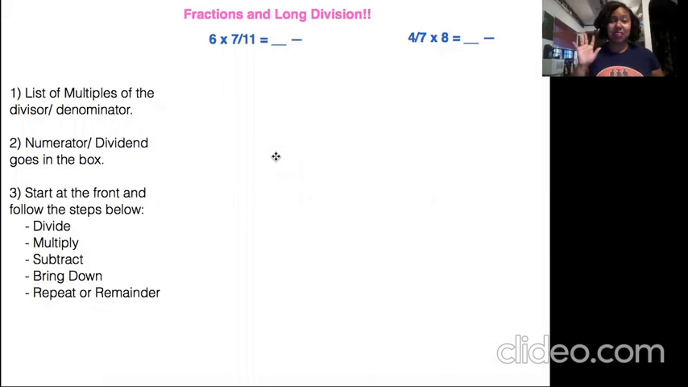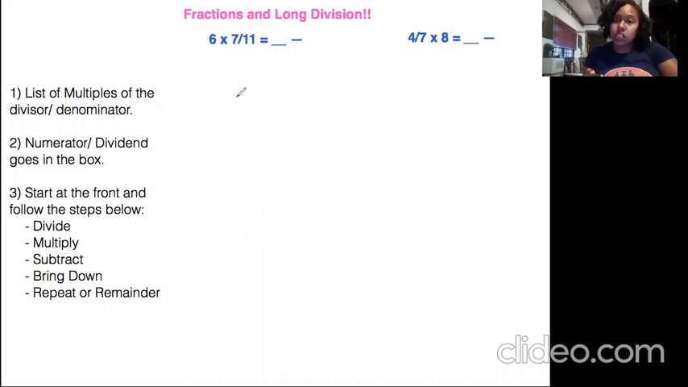Friends, Miss Martin here. So today I'm just going to show you a quick couple of examples of how fractions and long division go together. All right, so I've got some steps over here on the side like usual, and I've got two examples that I'd like to go through with you.